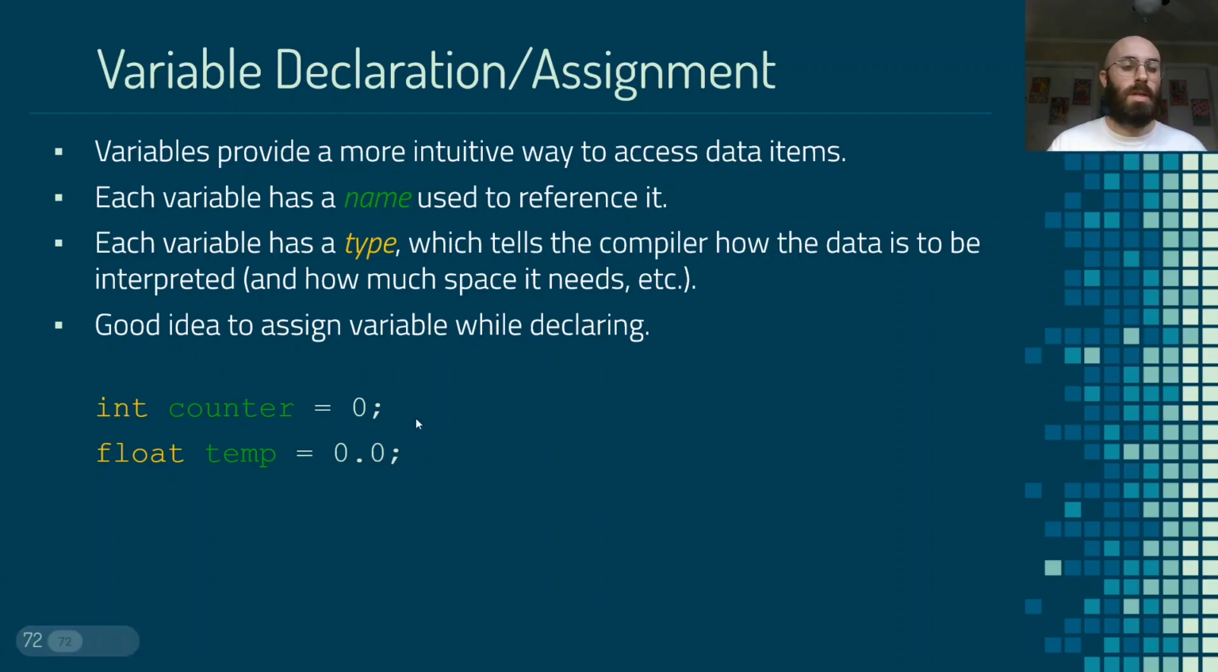So this is an example of me declaring and assigning two different variables. I'm saying, okay, declare some variable called counter. It's going to be an integer and it can only hold integers, and set up its initial value to be equal to 0. So it's assigning what's on the right-hand side to the variable on the left-hand side. And then here we're saying, okay, create a variable called temp, its type is float, and assign it a value of 0.0.